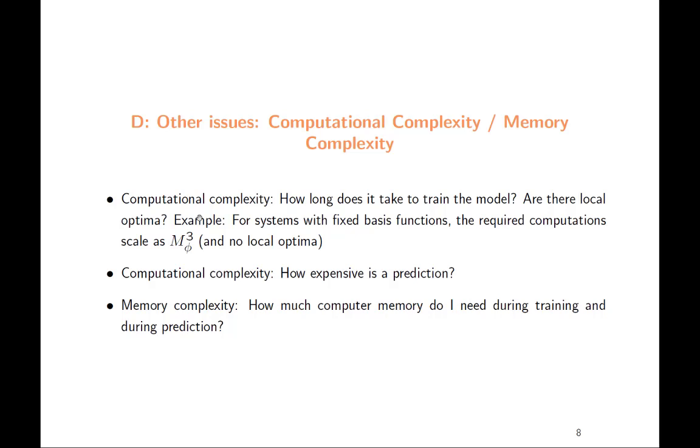And there's computational complexity in prediction. How expensive is a prediction? Some models can make a prediction very quickly, like neural networks, and others are quite expensive also when they're used in prediction, like kernel systems. And then there's memory complexity. The question is, how much computer memory do I need during training and during prediction? You also don't want to waste a lot of computer memory depending on the application.